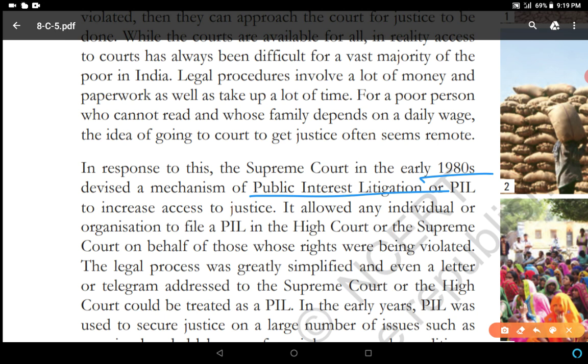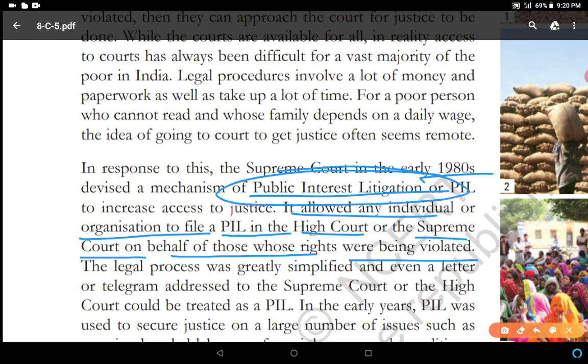It allowed any individual of the country or any organization to file a PIL in the High Court or the Supreme Court on behalf of those people whose rights were being violated. For example, you have seen somebody being tortured by another person. The person who is tortured is not going to court or to the police station. Since you have seen it, you can file a case under PIL, you can go to the court, right? And can litigate the public interest litigation.